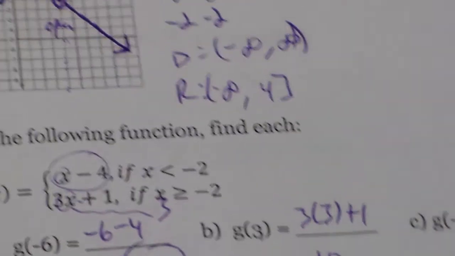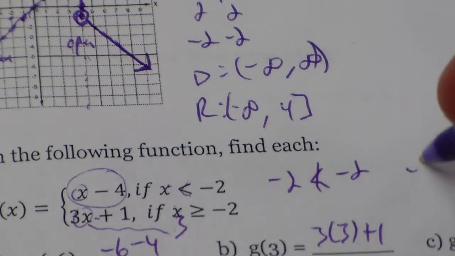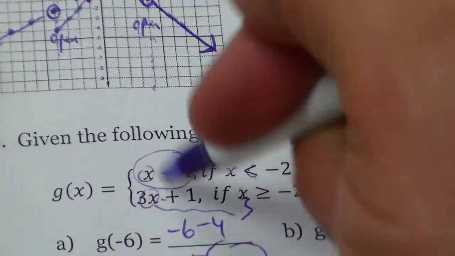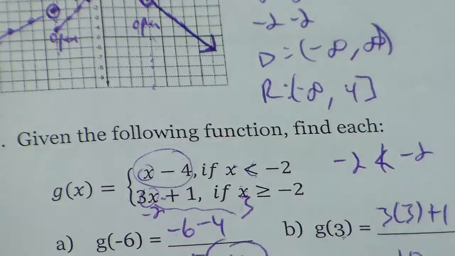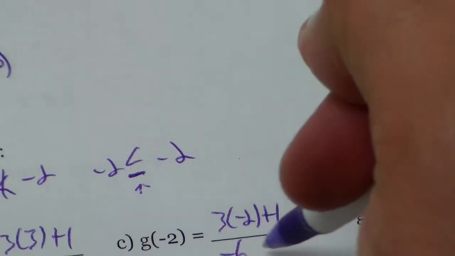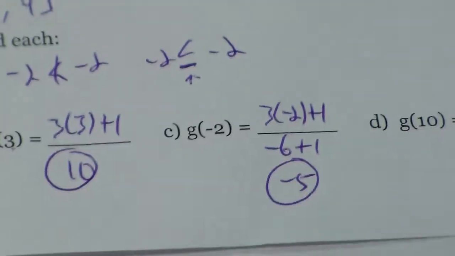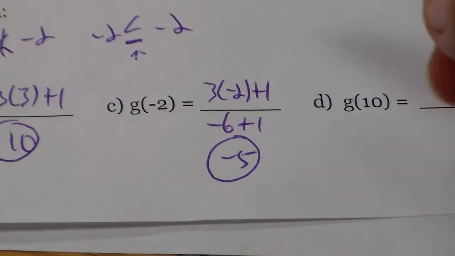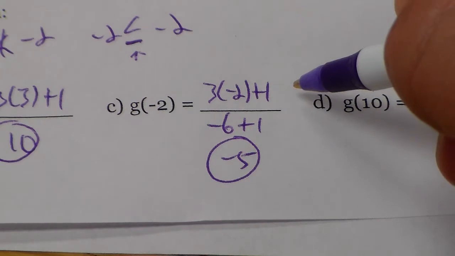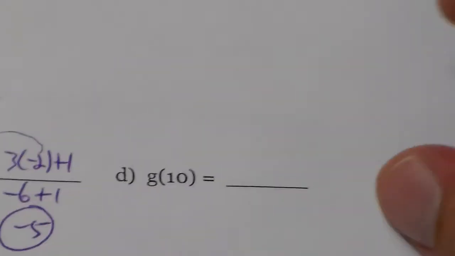And then we have g of -2, which is, oh, it's not less than, careful, -2 is not less than, but it is less than or equal to -2. So we're going to use that bottom function there. So we're going to plug in a -2 there. So then we're going to do 3 times -2 plus 1 is -6 plus 1 is -5. Excellent. So 3 times -2 because 3x plus 1. Plug in the -2 for x. And then we get -6 plus 1 is -5.